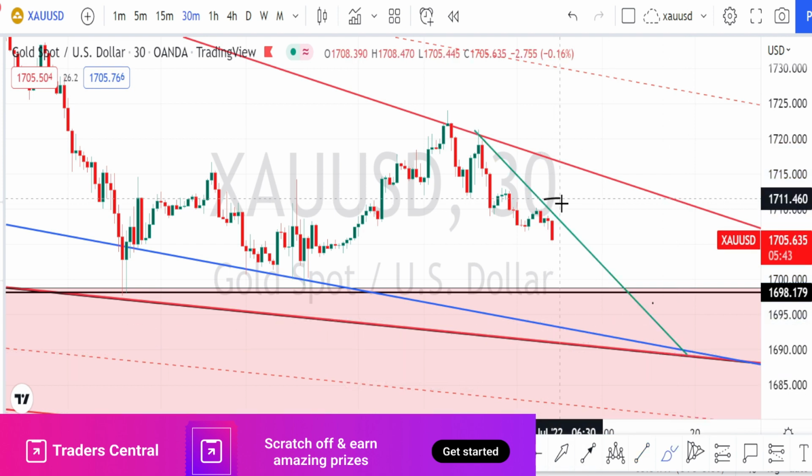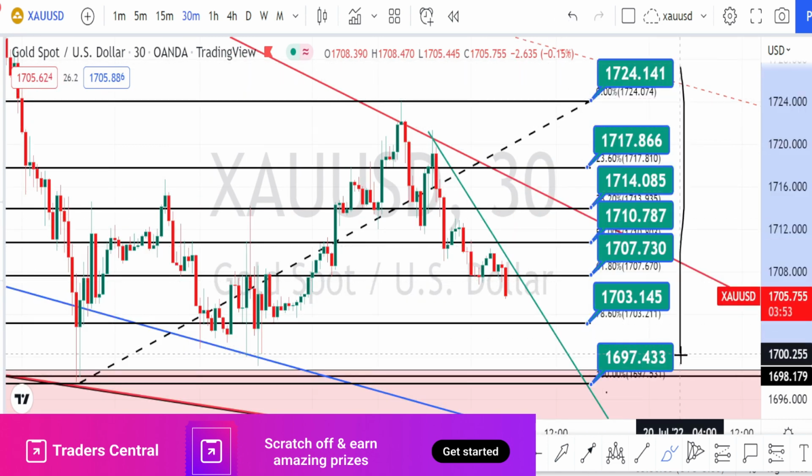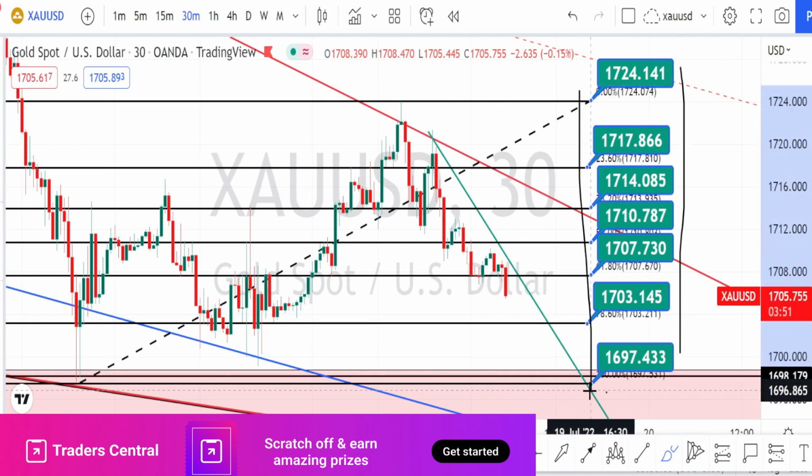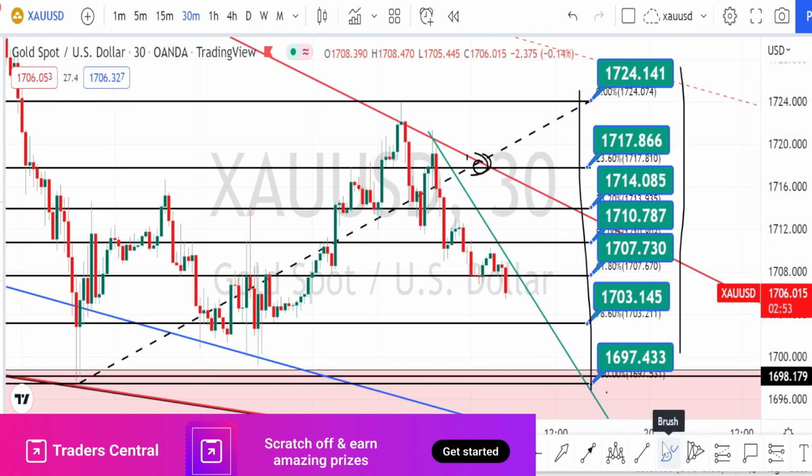So for 30 minutes time frame, as long as the price action is trading below this resistance line, you can take trades on the bearish side. Currently it has tested this resistance line and we are noticing the price action to trend on the bearish side. Let us mark the support and resistance levels. So these are all the resistance and support levels for 30 minutes time frame. Let us do the analysis in 5 minutes time frame.